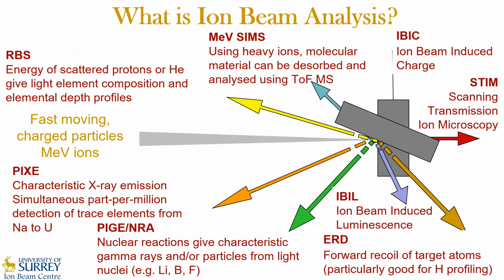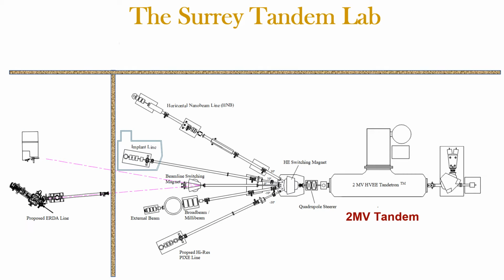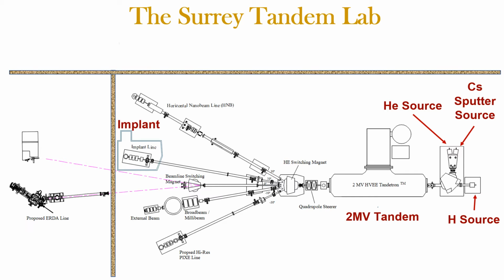Here in the Surrey Tandem Laboratory we have a 2 MV tandem accelerator, with multiple beam lines. It is equipped with 3 different ion sources: a proton source, an alpha source, and a more general cesium sputter source for heavier ions. There is an implant line to allow implantation up to 10 MeV for heavy ions. This extends our implant energy above that of our 2 MV implanter, but the beam current achievable is significantly lower for most ion species.